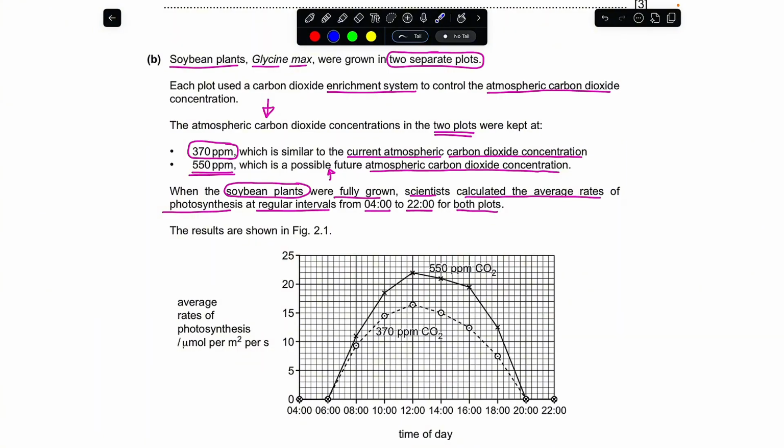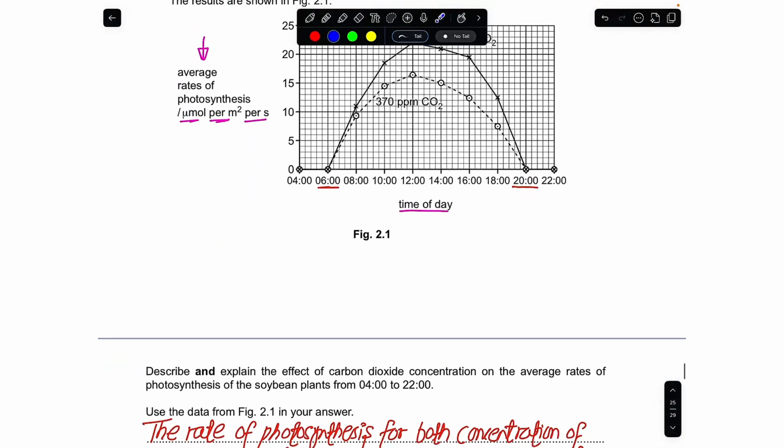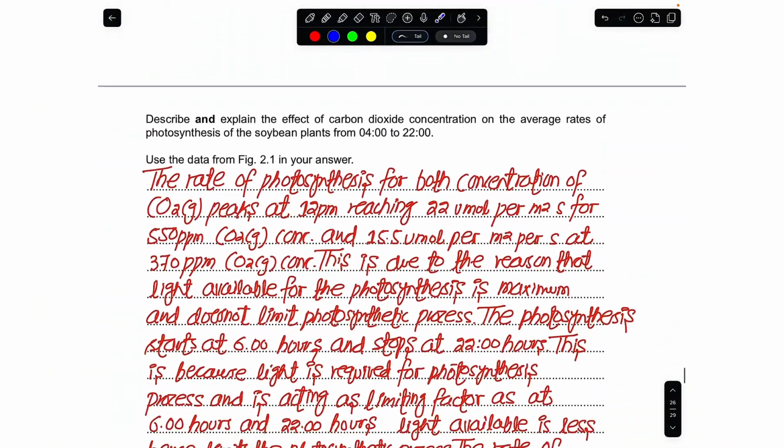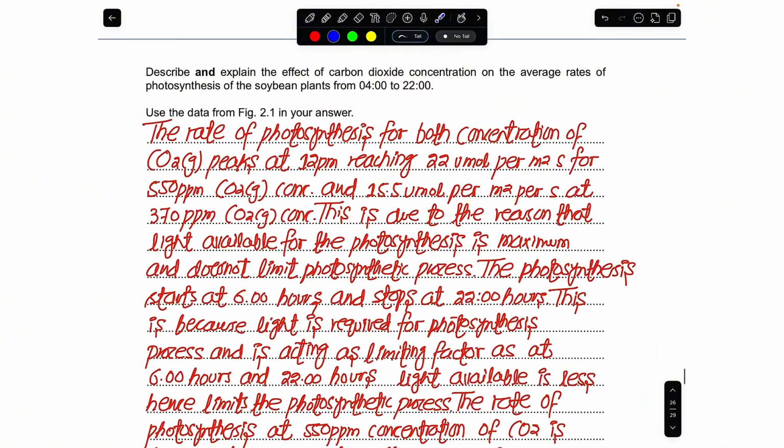Now, if we were to look at the results of this investigation, on the x-axis they have given us the time of the day, and on the y-axis we have been given the average rate of photosynthesis in terms of micromole per meter square per second. Let us move forward to see what the examiner has to ask.